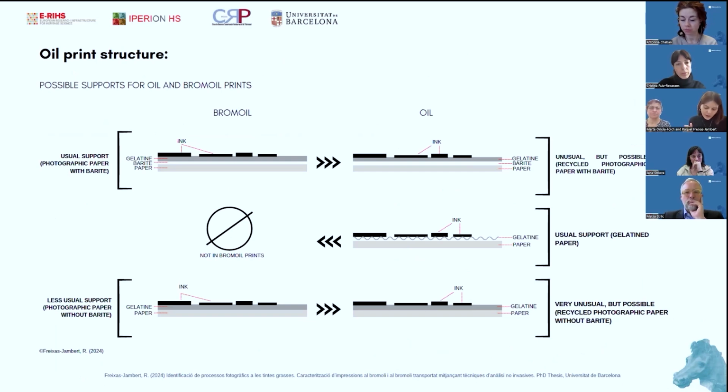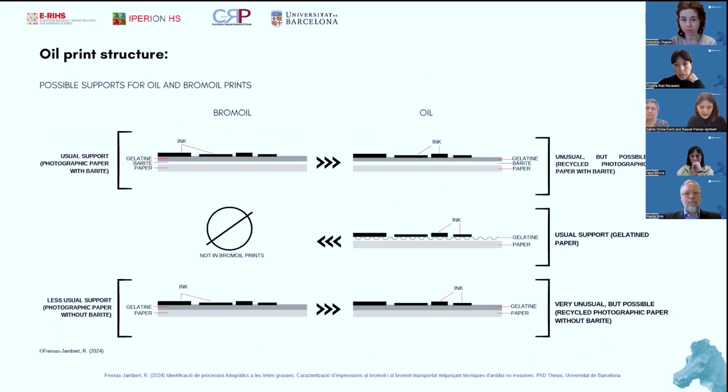So generally, oil prints tend to be smaller than bromoil prints, and the paper fibers are more pronounced due to the lack of a vertical layer. But there may be exceptions, as it would be possible to make an oil print by reusing or recycling a bromoil paper. In these cases, it is extremely complicated to differentiate between both processes, even analytically speaking.